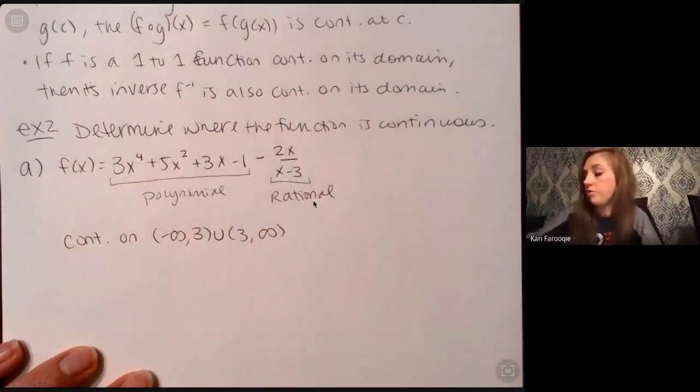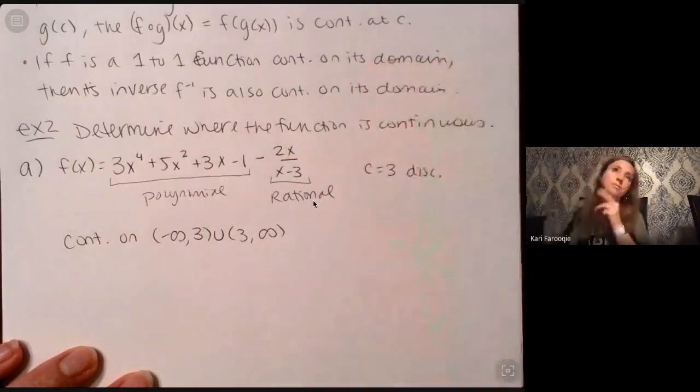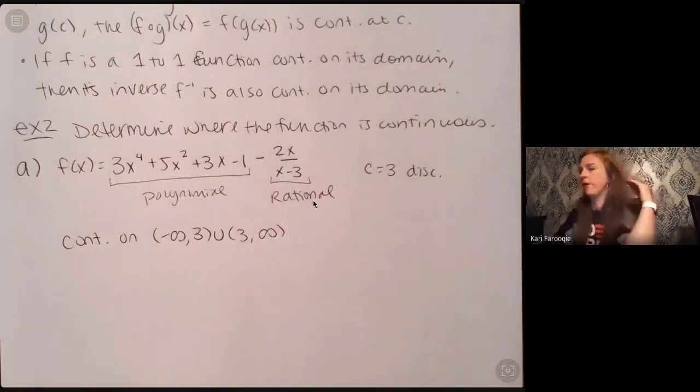So you could say that c equals 3 is where your discontinuity is. I know we're going to talk more about asymptotes next week, but this would be a vertical asymptote. So you would expect that you would have this infinite discontinuity on your graph.